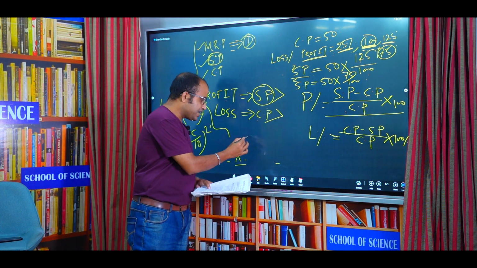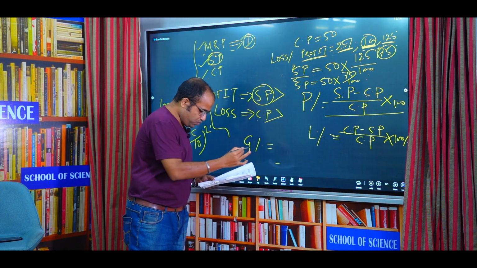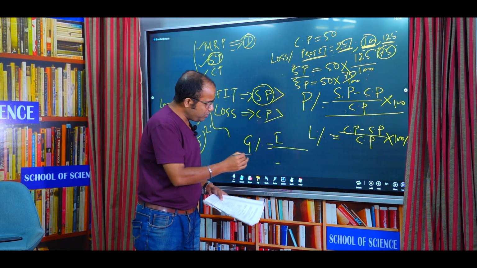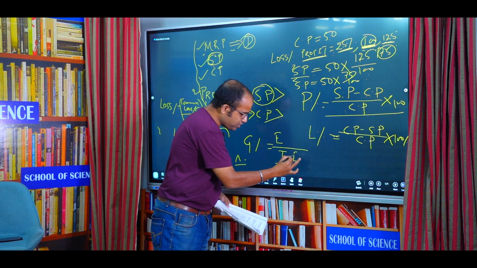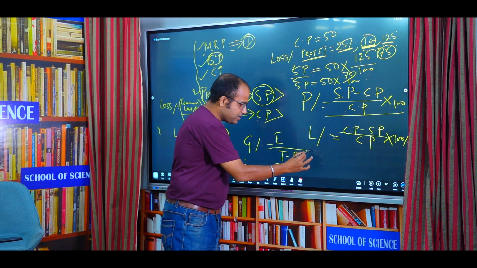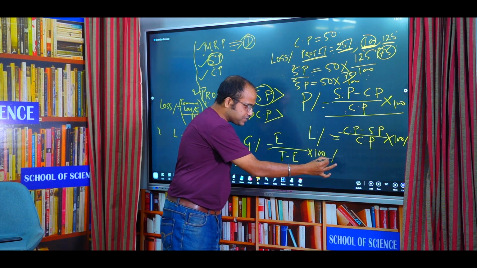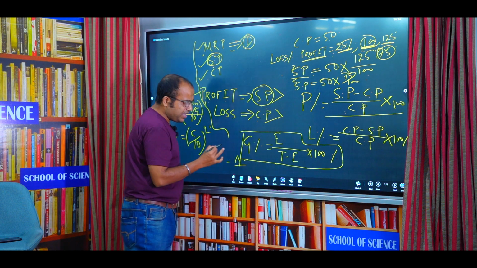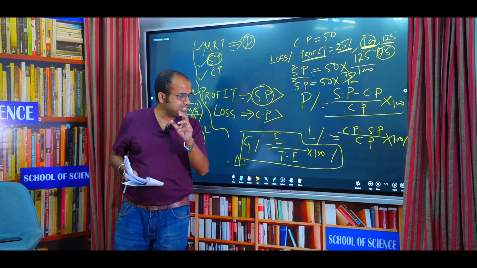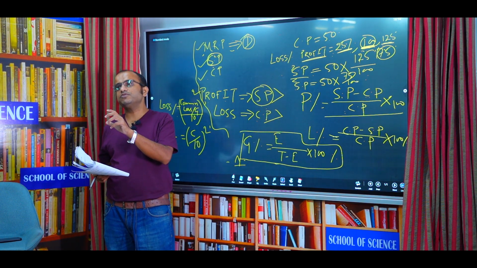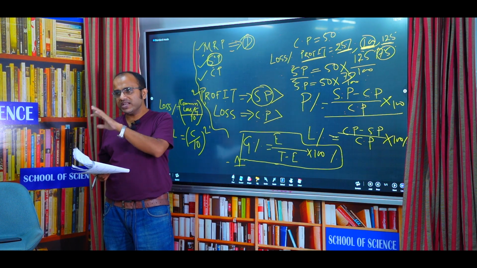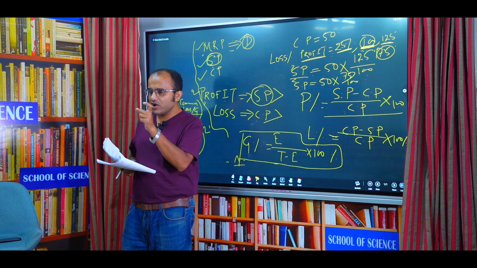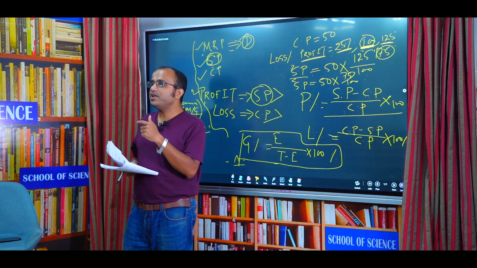That formula is: gain percentage is equal to error divided by true value minus error, into 100%. This is the formula. Again I repeat, for a dishonest dealer, suppose the weight is 750 grams and he shows it as 1 kg. How much difference is there? 250 grams, so the error is 250 grams. In that case there will be profit.